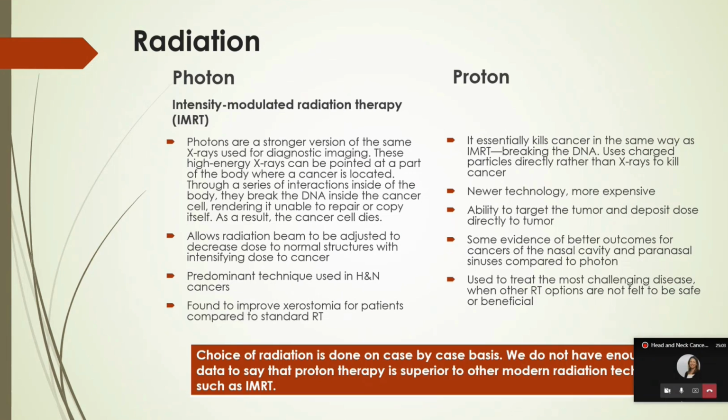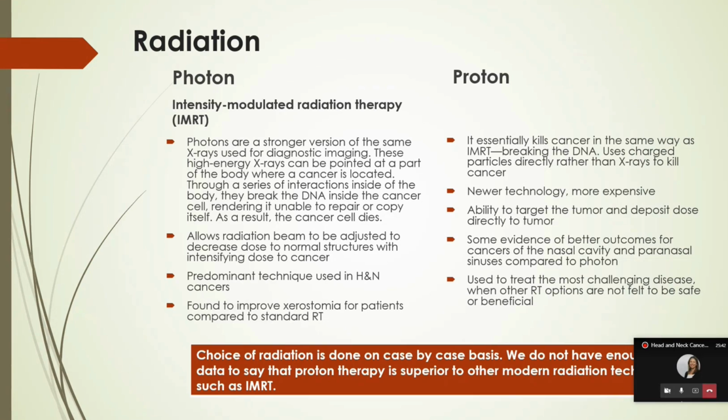IMRT, again, is a modulated treatment of photon radiation. It allows radiation beams to be adjusted to the cancer more directly and less to normal structures, so it can intensify the dose to the cancer. And this is the predominant technique used in head and neck cancers. Compared to some of its counterparts or earlier type treatments, it's been found to improve xerostomia, which is dry mouth, in patients compared to more standard radiation.